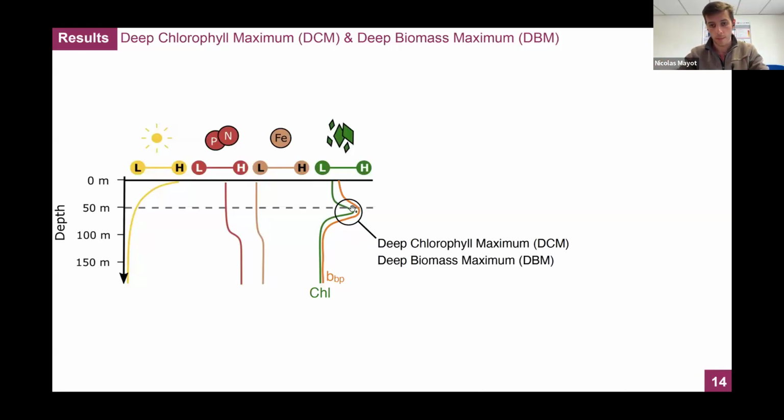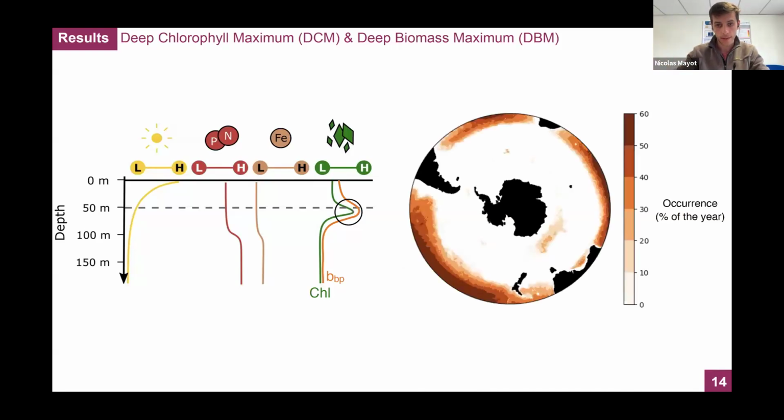If you observe an increase in the BBP at depth, we call this a deep biomass maximum. From the 4D dataset of BBP, I can also look at the occurrence of these features here. You can see that it's occurring mostly in the subtropical region, with less occurrence than the chlorophyll, as expected, but you also see them here in the HNLC region.